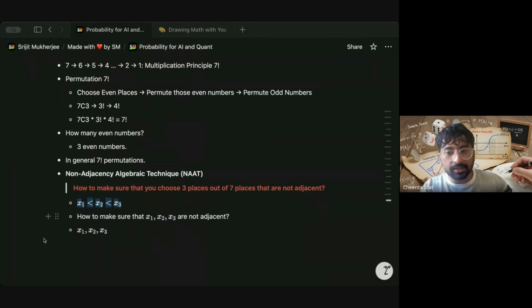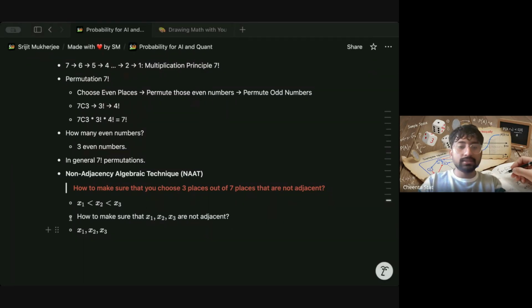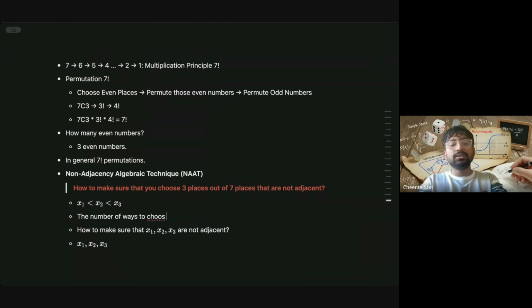Okay, let me tell you. The reason we are using this is because the number of ways to choose any three increasing numbers out of seven numbers is 7 choose 3, because you are essentially choosing three places. Whatever you choose, there will always be a unique increasing order, right?